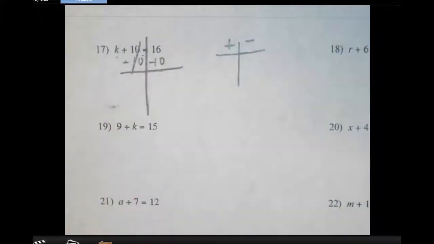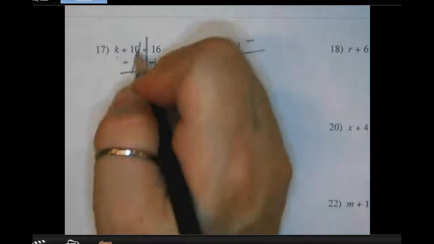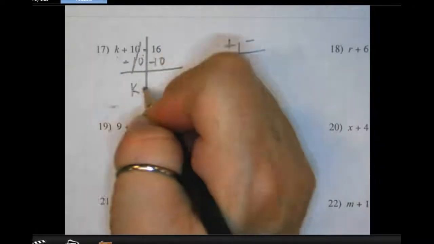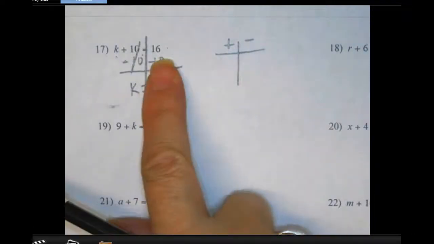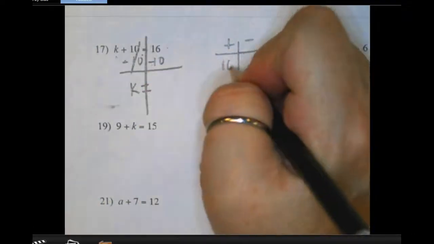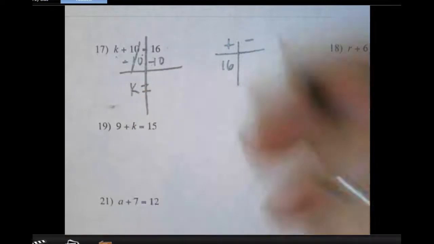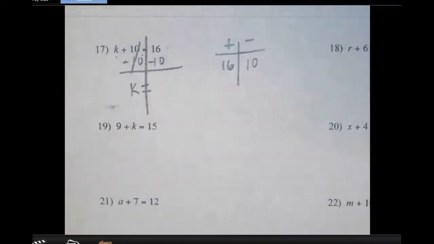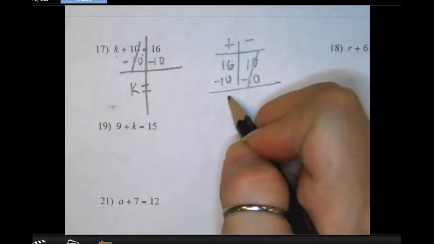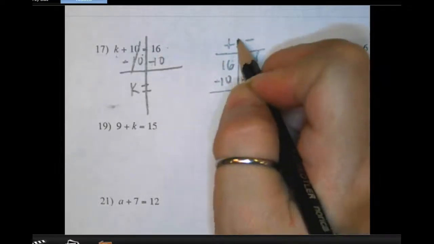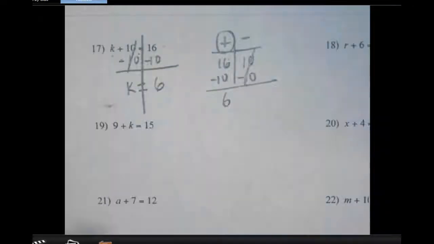This is still 0. That's my goal, to make this 0. So now I have k is going to be equal to 16 minus 10. 16 is my positive. I'm going to put it on this side. 10 is my negative. I'm going to put it on the negative side. What number is smaller? So I'm going to subtract 10. 16 minus 10 gives me, what side is it on? So my answer is positive 6.